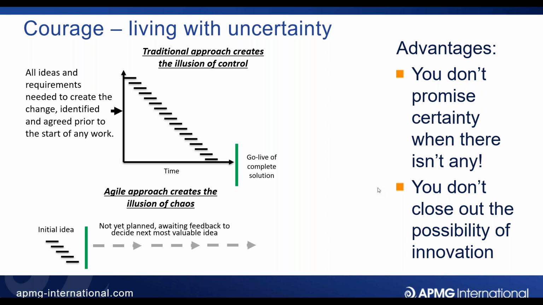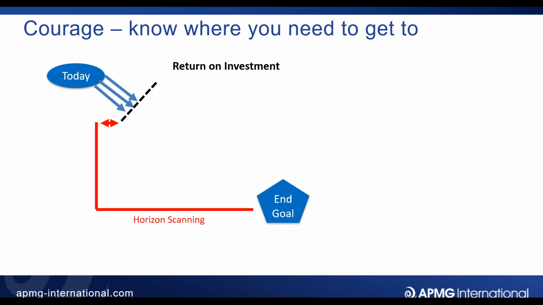Because the top diagram looks like people are in control, and that's what we're up against. So I think you have to be ready to articulate there is a different way, and it comes with a lot of benefits. I think something else is the courage about knowing where you need to get to. And it should be obvious, but it isn't, is it?